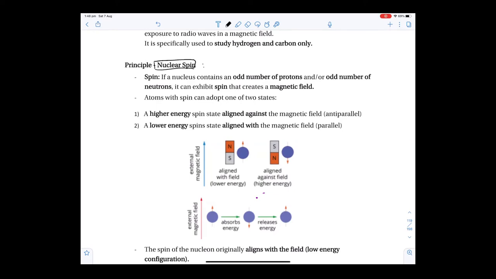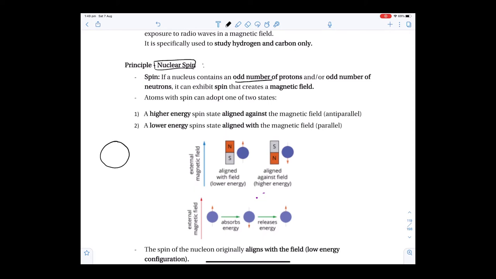I did revise this. So when the nucleus has an odd number of protons and neutrons, it can exhibit this thing called spin, and it creates a magnetic field in doing so, which is right there. So I don't know what else to say. Okay, very good.